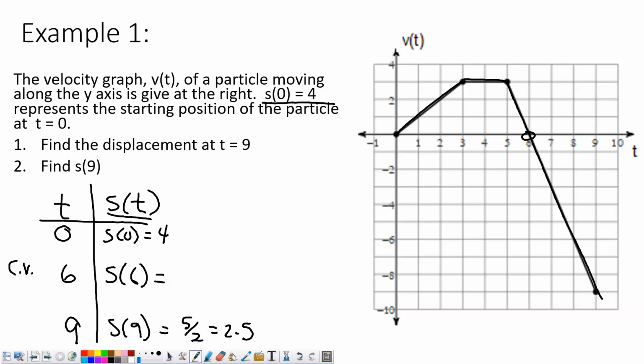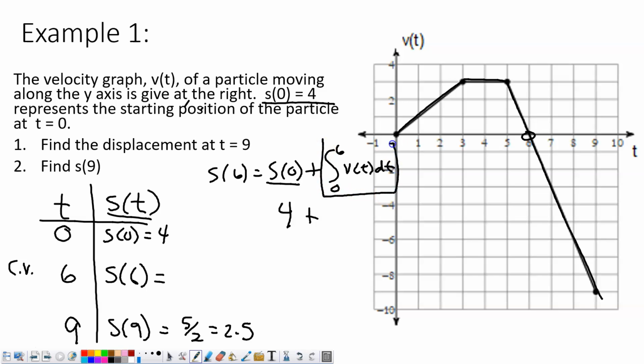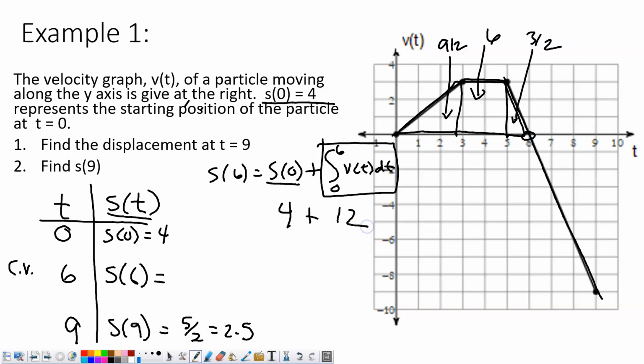So we have to go back to our s function and plug in 6. So here we go. S of 6 is equal to s of 0 plus the integral from what to what? 0 to 6. Okay, so this one here we already know is 4. Plus, I need to find the area under the curve from 0 to 6. So that's this. So 9/2, 6, and 3/2. 12. So s of 6 is 16.